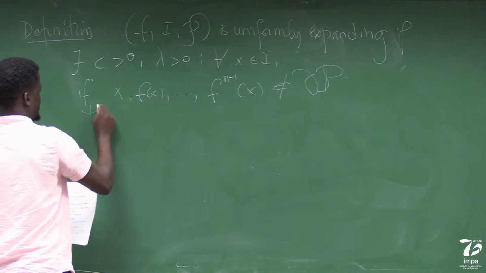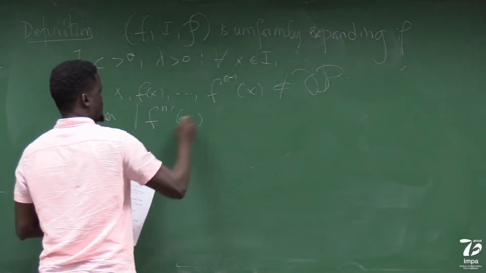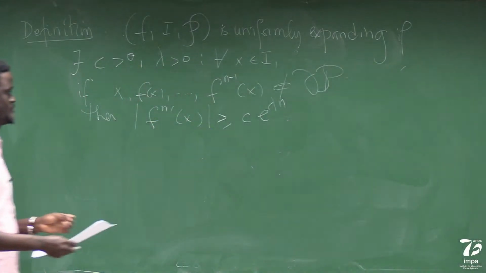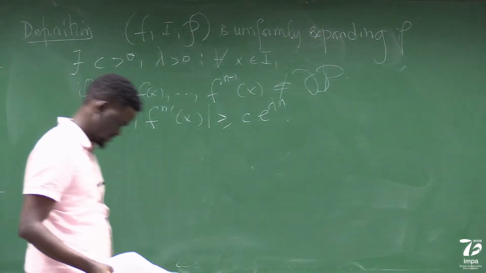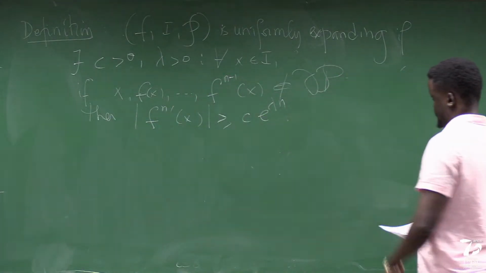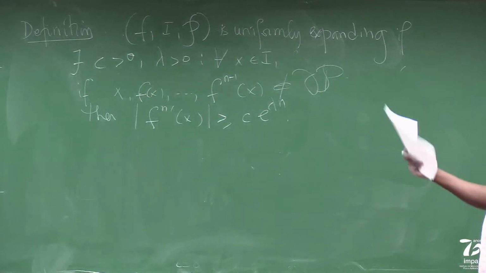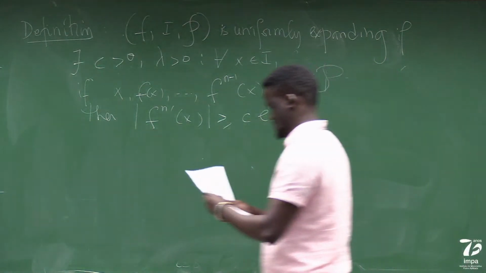Then (f^n)'(x) is bigger than C e^(lambda n). This is just saying that the derivative is bigger than 1 in some sense. Everywhere in the interior of these partition elements is away from 1. And these maps, like the Gauss map, the decimal expansion, they have this property.